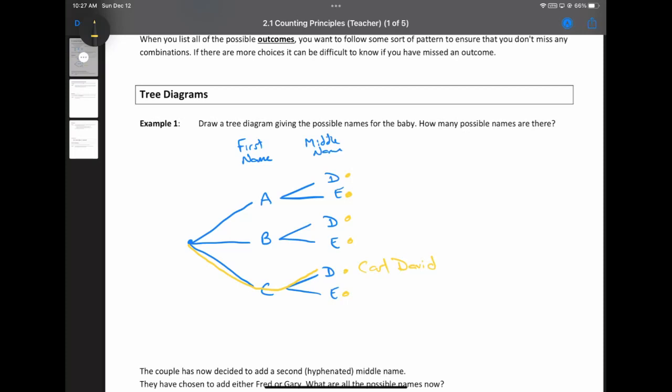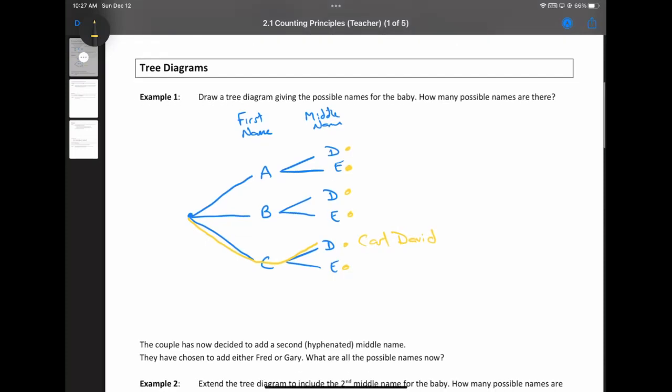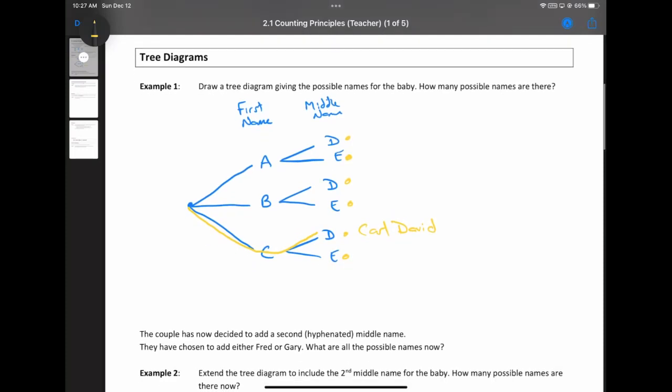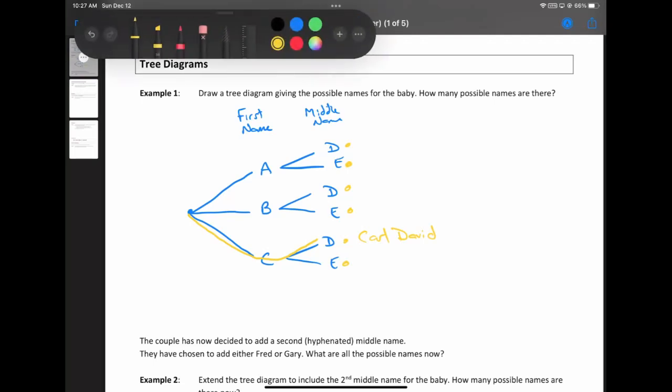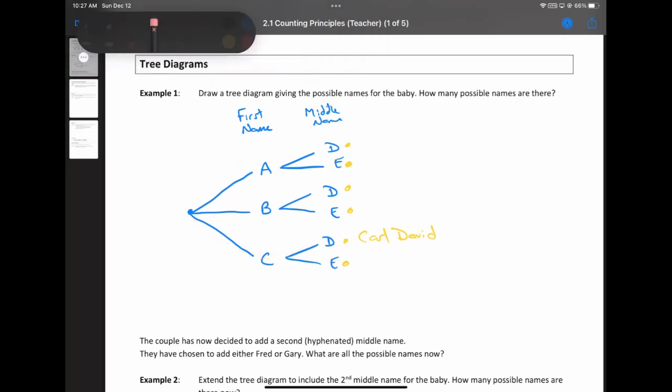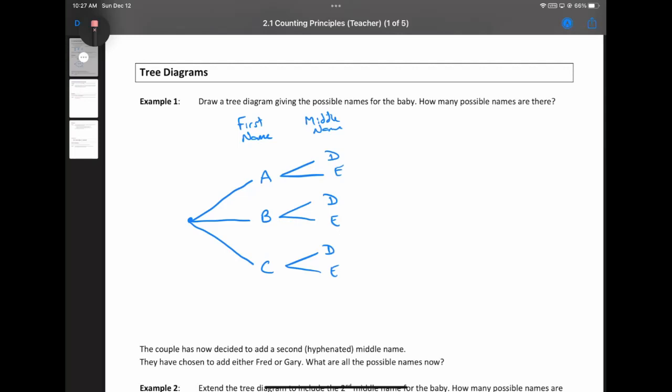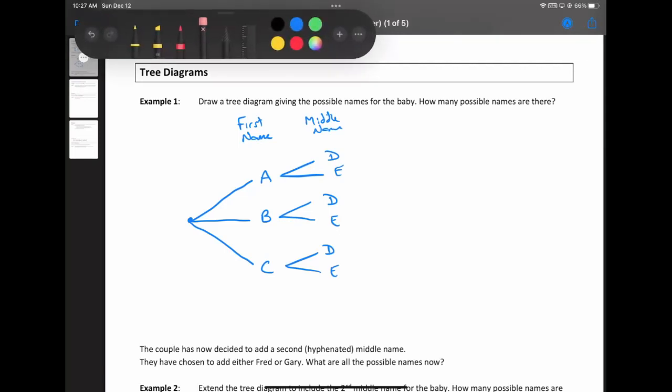Okay, we are now going to give a second hyphenated middle name to our child, which will either be Fred or Gary. And then we want to see what our outcomes will be in that situation. I just realized now that I made a little bit of a mess on this by putting in the yellow, so I'm going to erase that, the yellow stuff. There we go. And rather than draw the diagram from scratch, I'm going to continue on where we left off.